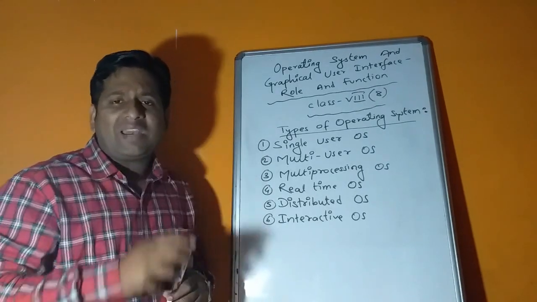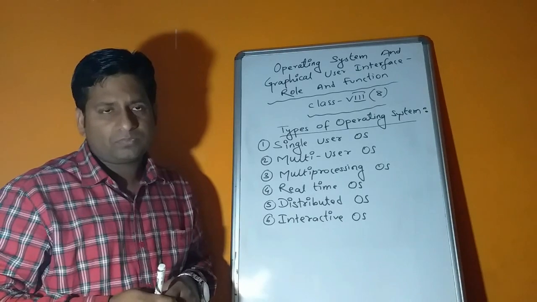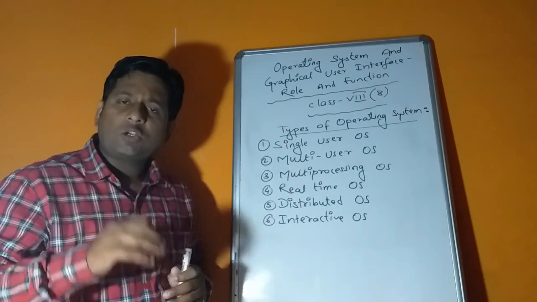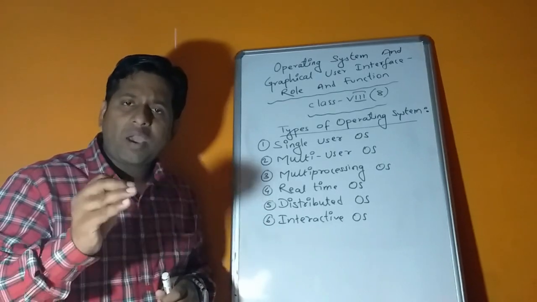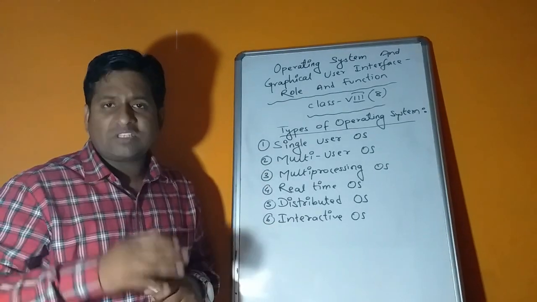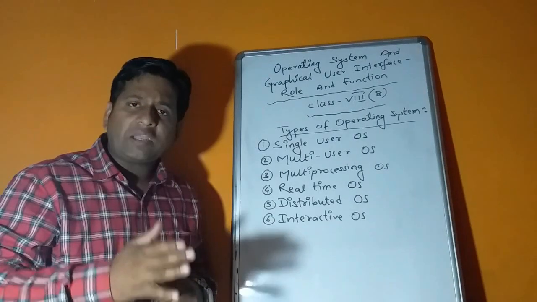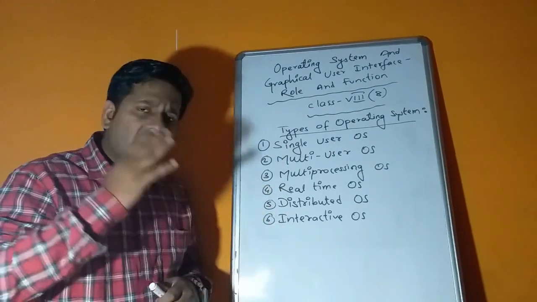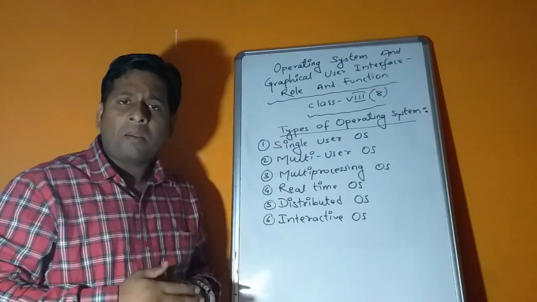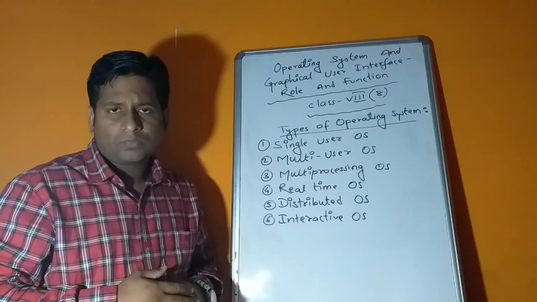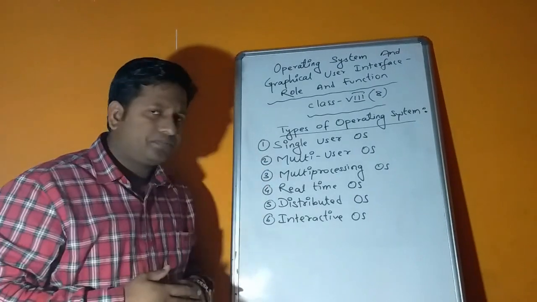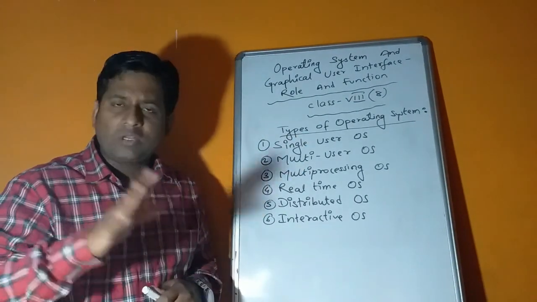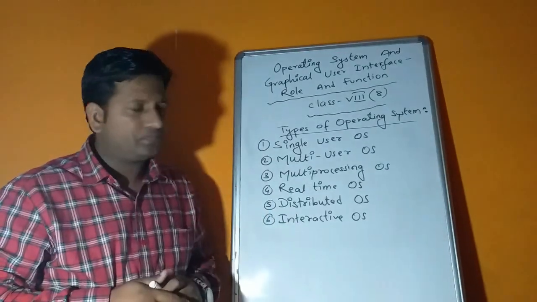Troubleshooting means maintenance, repairing of hardware. The best example of a single user operating system is DOS, which stands for Disk Operating System. It is there in every computer. It comes inbuilt by default with all operating systems, but is only used for maintenance purposes. It is an old technique. Nowadays we are not using it.